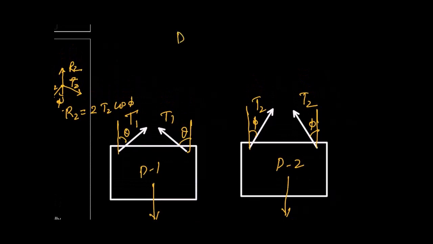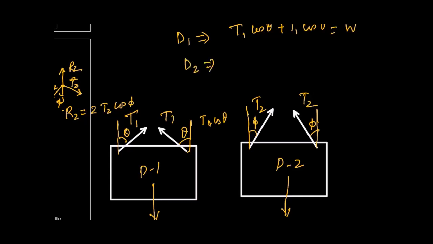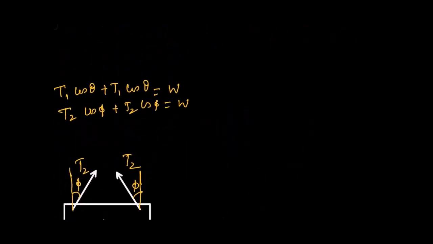Force balance equation for these two diagrams. For diagram 1, we can write T1 cos theta plus T1 cos theta, this is 2T1 cos theta, is equal to the total weight. And for diagram 2 we can write T2 cos phi plus T2 cos phi is equal to W. So from here, 2T1 cos theta is equal to W and 2T2 cos phi is equal to W.